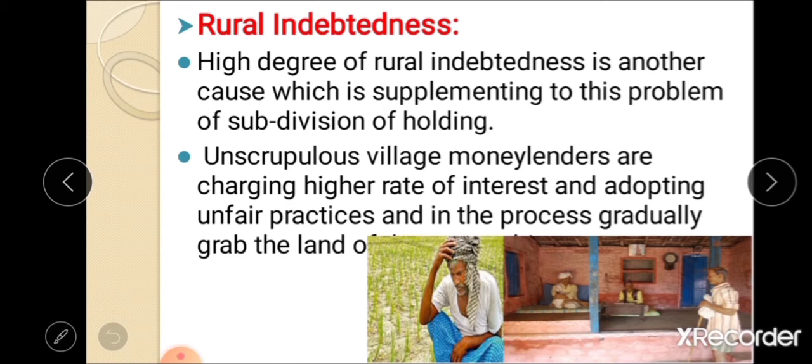So, in this process, the money lenders gradually grab the land of poor cultivators. In this way, the part of land is passing away into the hands of money lenders. This leads to increasing subdivision of land holding. This high degree of rural indebtedness is the cause of land division and fragmentation. Okay, so this is all about rural indebtedness.